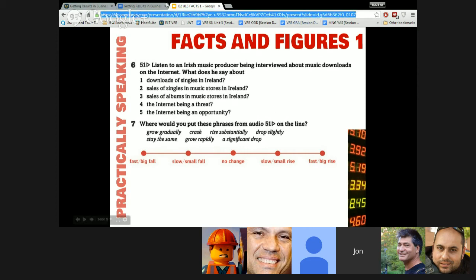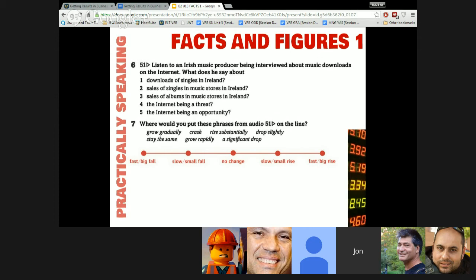So if we're talking about a crash, are we talking about a big change or a little change, Paulo? A big drop or a little drop? In the UK, sales crashed. Big drop. Big drop, crashed, exactly, like the stock market crash.